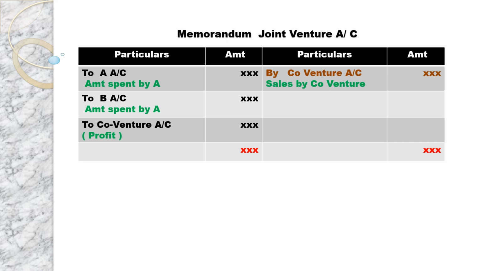So first we need to prepare this memorandum joint venture account. The purpose of the memorandum joint venture account is to find out the profit made from the joint venture. It's a very easy account. On the credit side, we record the sales by the co-venturers.